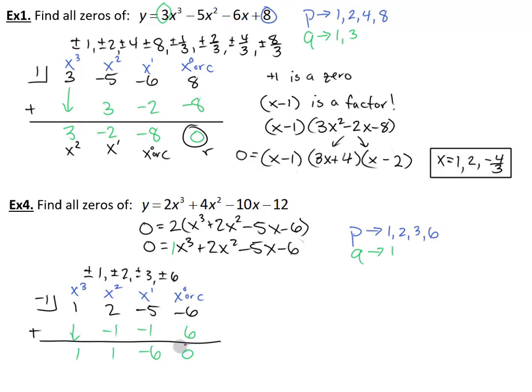We found one of them. We got a remainder of 0, or an output of 0, whichever way you want to think about that. I now know -1 is a 0 of our function. So we found one of them.